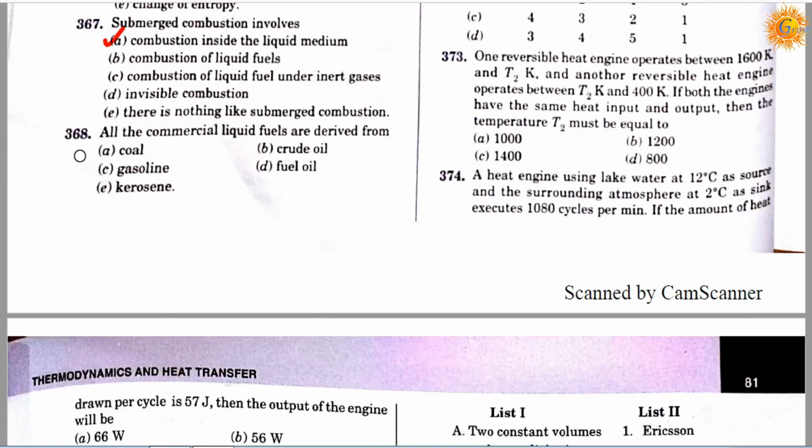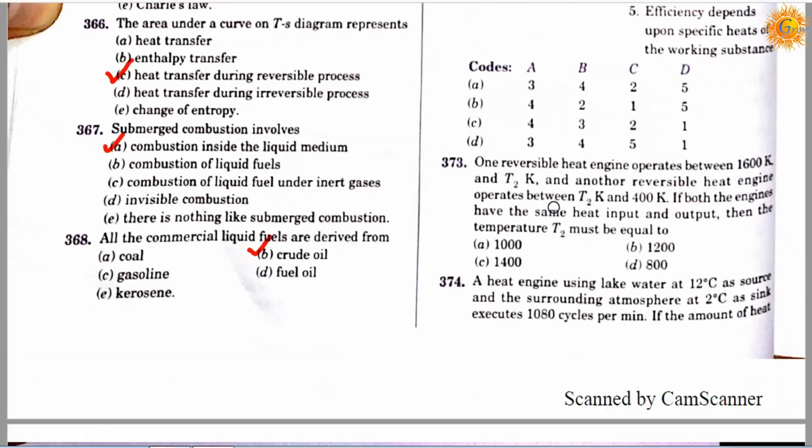Question number 368. All the commercial liquid fuels are derived from option A coal, option B crude oil, option C gasoline, option D fuel oil, option E kerosene. So the correct answer is B, it will be crude oil.